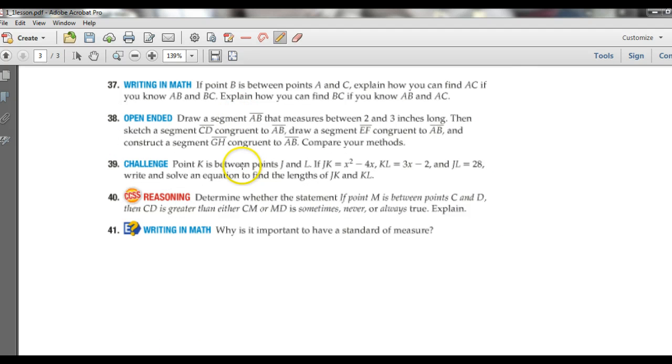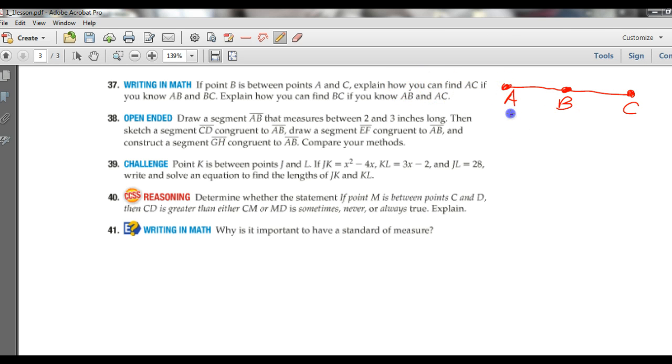So on number 37, if point B is between points A and C, explain how you can find AC if you know AB and BC. Explain how you can find BC if you know AB and AC. So always make a diagram. So for our diagram, this is what we know. We know that B is between A and C. So I'm not going to write this out. I'll just talk about what we would need to know.